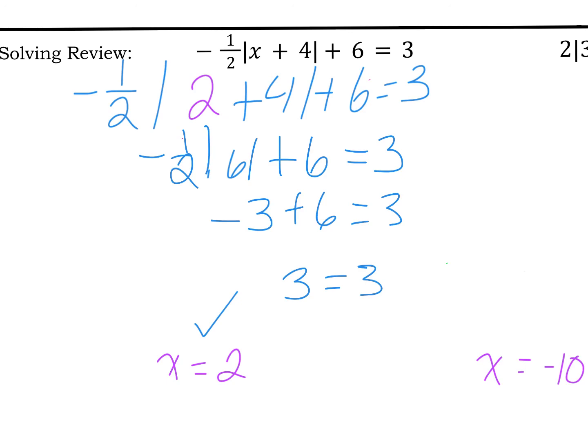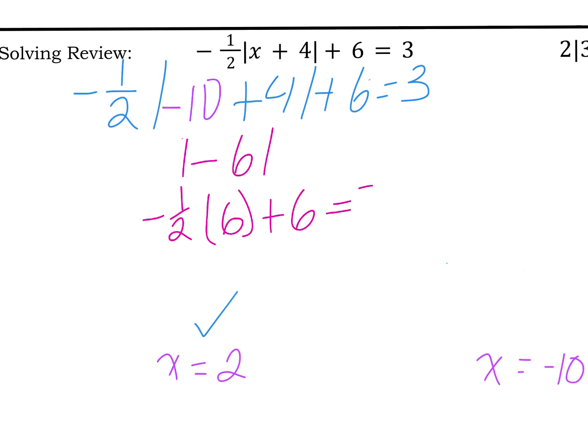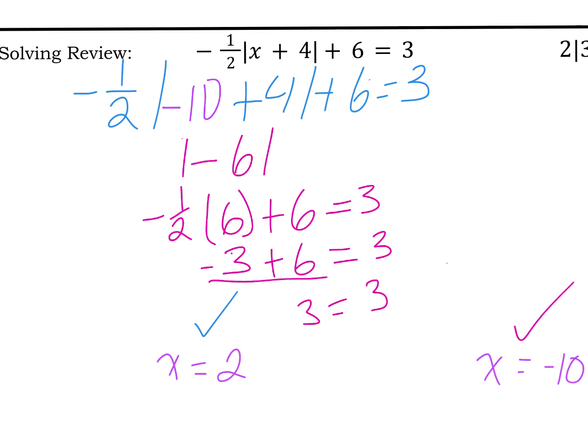We're going to repeat that same process with x is equal to negative 10. Alright, so negative 10 plus 4 is a negative 6, but it's the absolute value of that, so that's going to give us a positive 6. And we're going to multiply that by negative 1/2 in a minute. I'm going to bring everything else down first. So half of 6 is 3, but it's a negative 3 plus 6, and making sure that is equal to 3. Negative 3 plus 6 is 3, so 3 is equal to 3, which is a true statement. So both of those are solutions.